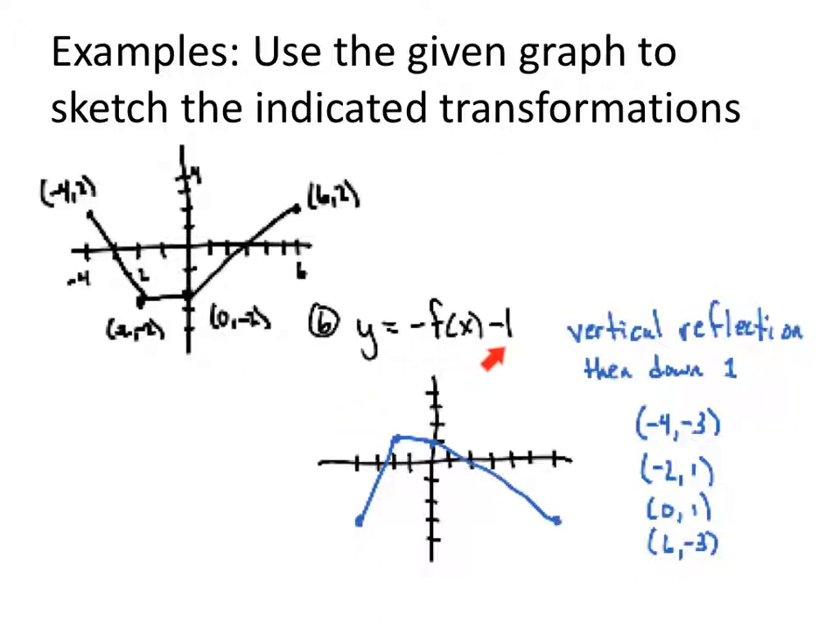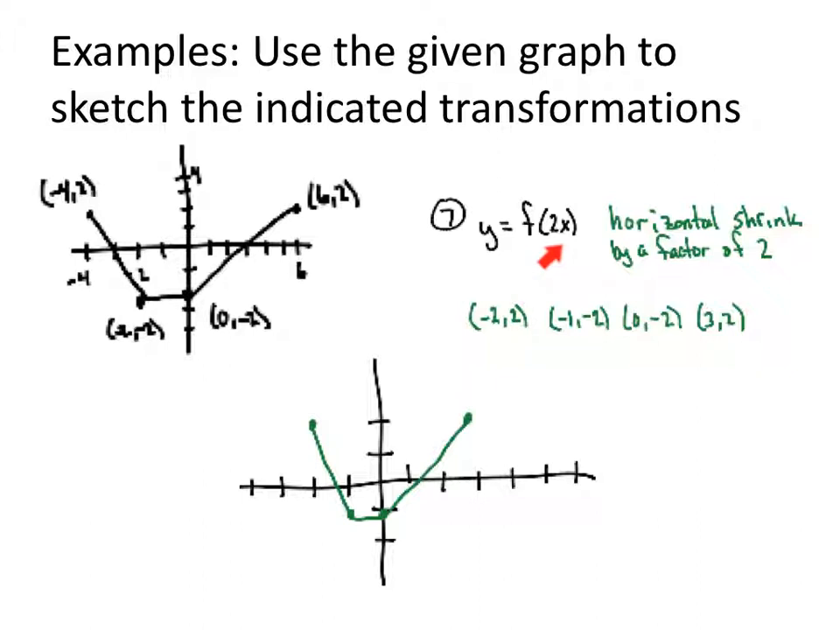Negative f of x minus 1 is a vertical reflection, and then down 1. So I take care of this multiplication, right? Order of operations, multiplication comes first, and then down 1. So I flip it over. Same x values, x hasn't been messed with at all. So the same x values, I multiply the y by a -1, and then I subtract 1. So that's a -2 minus 1 gives me -3. Flip it over, makes a +2. When I subtract 1, I get a +1, and so on.